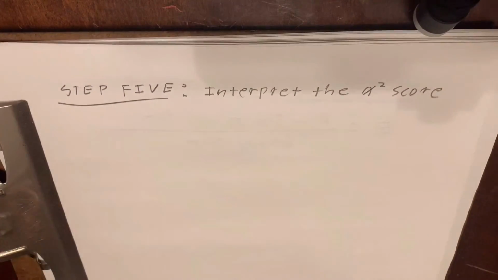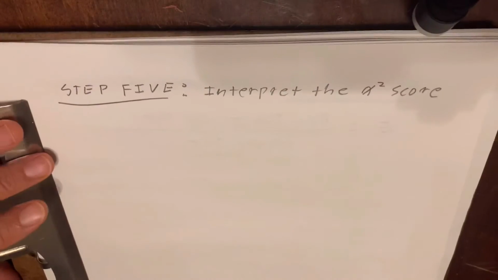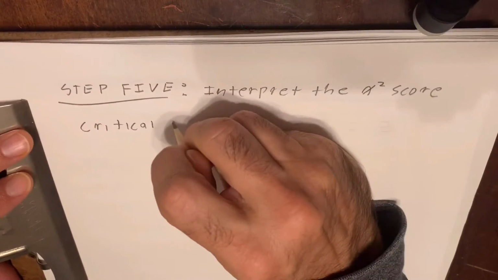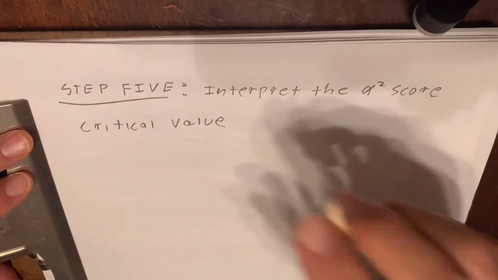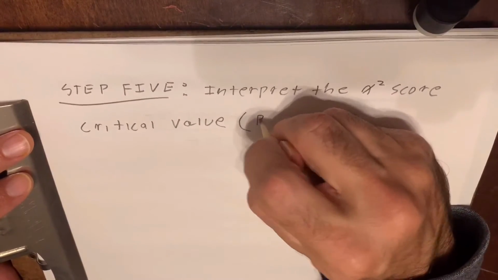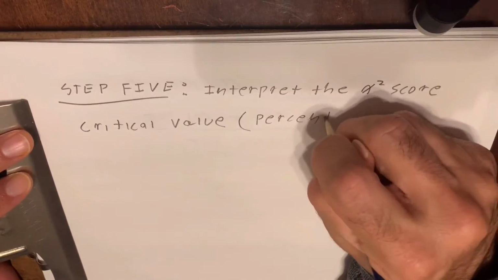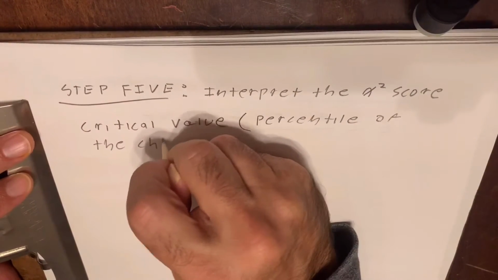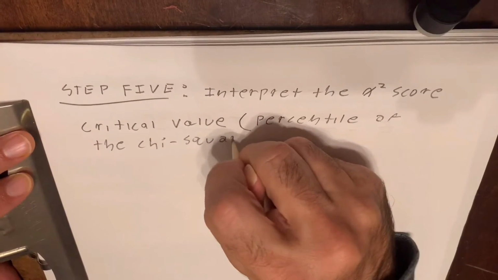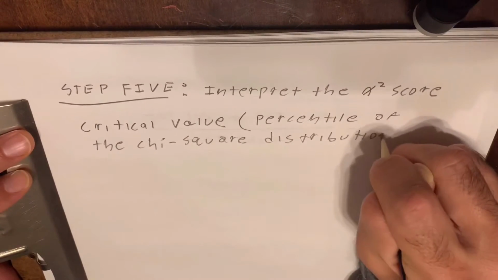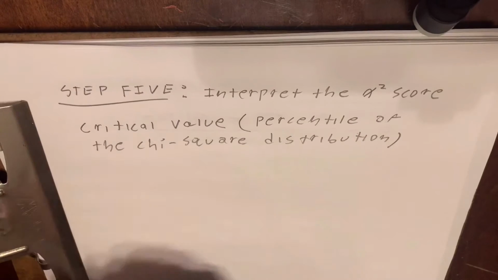And for that, you need a decision rule. And we have this thing called a critical value. And the critical value is just a fancy term for a percentile of the chi-square distribution. So let me show you how to figure out what this critical value is. And it's easiest to do it by example.